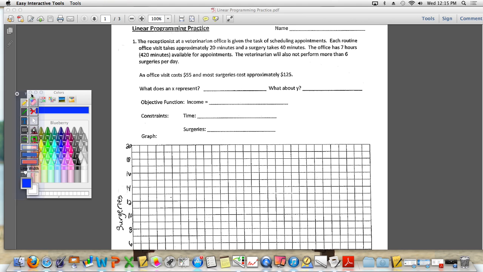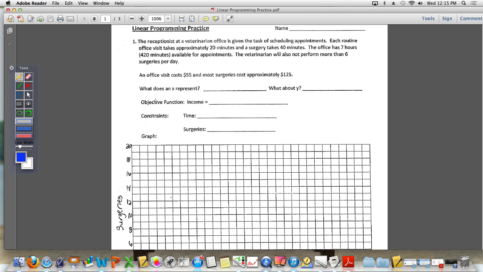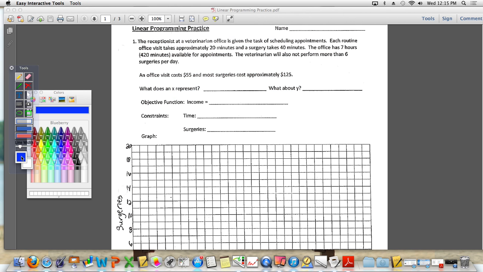It says, what does an x represent? Not always, but oftentimes when it asks what an x represents, you just look at your x-axis. Look down at your x-axis. What is on your x-axis? It says office visits. That's an x. So you write down here that an x represents an office visit. We're talking about a veterinarian. A veterinarian performs surgeries, and they have office visits. What about a y? What does a y represent? Look at your y-axis. It represents surgeries.